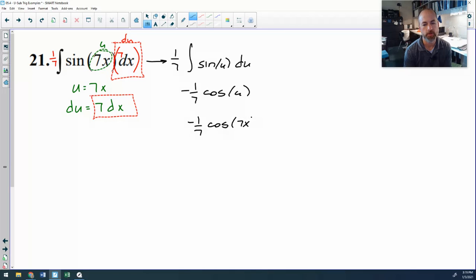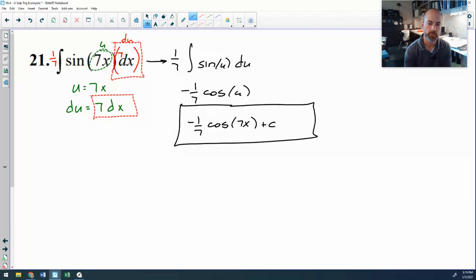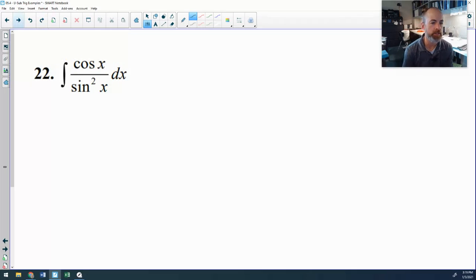If your problem starts in terms of x, it should finish with x's if it is an indefinite integral. For definite integrals, you'll get a number answer, and it doesn't really matter as long as you do your substitutions correctly. So moving on, the next problem I wanted to look at is number 22, cosine over sine squared.